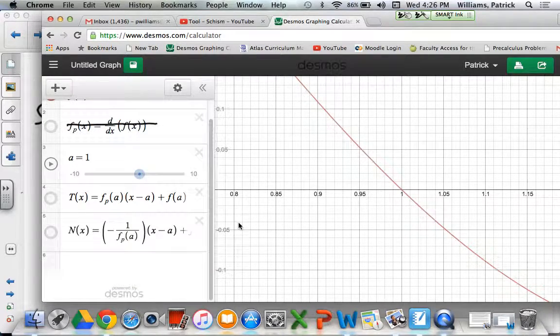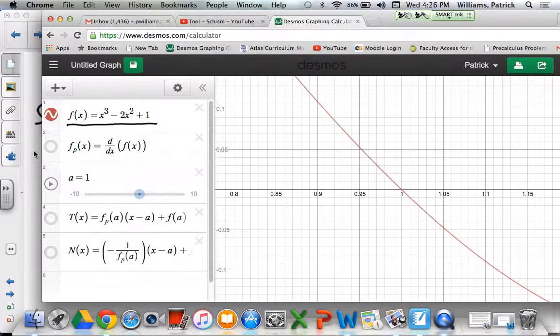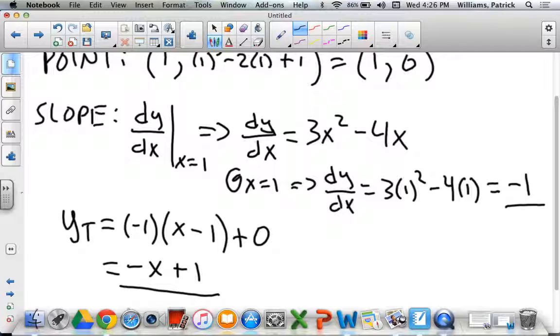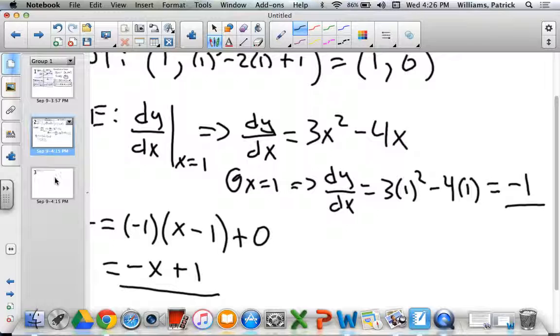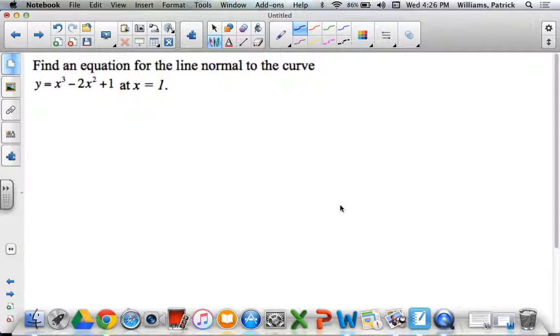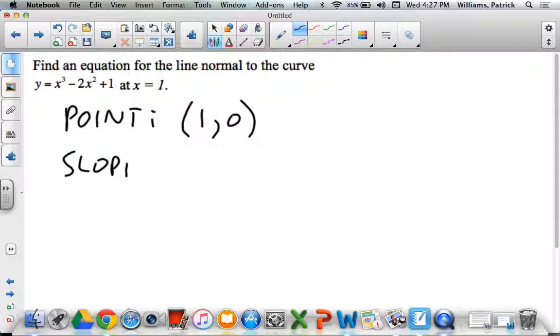Okay, so let me remove that, and now let's go back real quick. So on the next example, let's look at how we would calculate a normal line. So you saw what we did in the previous example. We know again that our point is going to be exactly the same because we're looking at the same point. That's going to be 1, 0. The slope is going to be different. So why don't you figure out what the slope of the normal line is? Try to determine what the equation for the normal line is on your own. Pause the video and we'll see how you do.